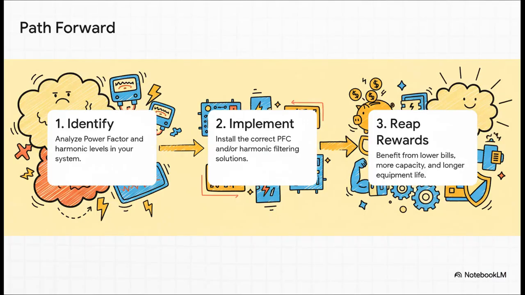So the path forward is actually pretty straightforward. Step 1, you identify the problem. You get a real analysis of your power factor and your harmonic levels. Step 2, you implement the right fix, whether that's capacitor banks for power factor or special filters for harmonics. And step 3, you just sit back and reap the rewards: lower bills, more available capacity, and a longer, happier life for all your critical equipment.